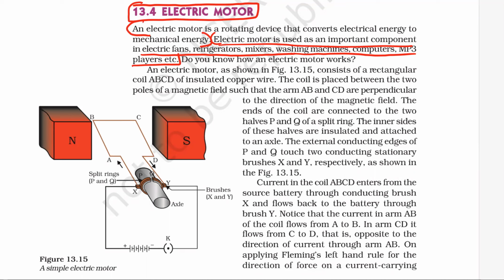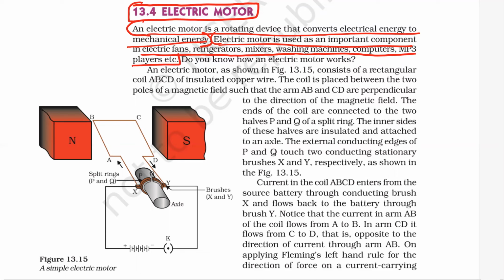into mechanical energy. So like in a fan, what is our input? Input is electrical energy. And what does it do? It moves basically. So that is mechanical energy. So an electric motor is a rotating device that converts electrical energy to mechanical energy. And it has a lot of applications.